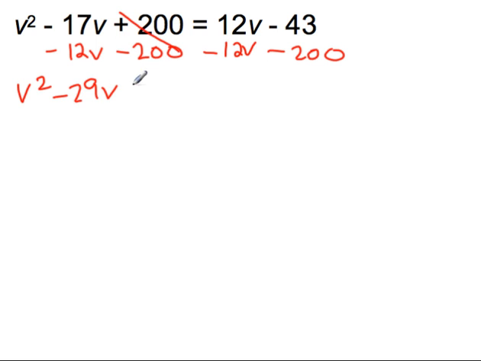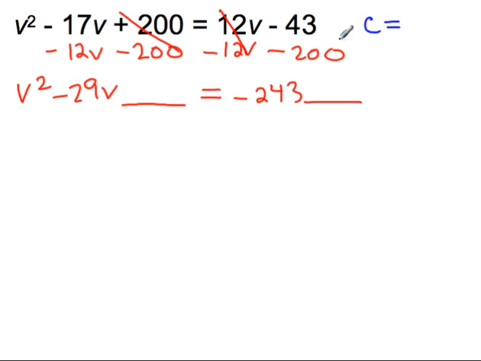This is gone now, but I'm going to leave a blank here because I need to find c just like in the problems we just finished. And then over on this side, I'm going to have negative 243. And again, we're going to leave a blank here. Now I'm going to go off to the side and I'm going to figure out what c is supposed to be.